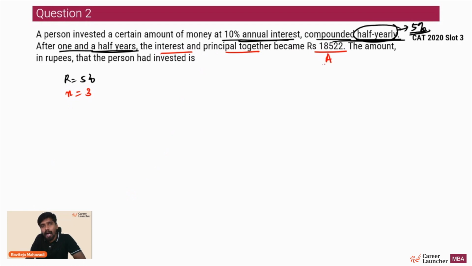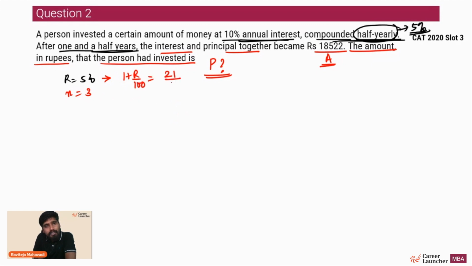So this is the amount in rupees that the person had invested. What is the principal is the question. You know R, you know N, you know A, you have to find P. So it becomes pretty simple. If R is equal to 5%, then 1 plus R by 100, the multiplication factor, we saw will become 21 by 20. So in this case, amount is equal to P into 1 plus R by 100 whole cube.